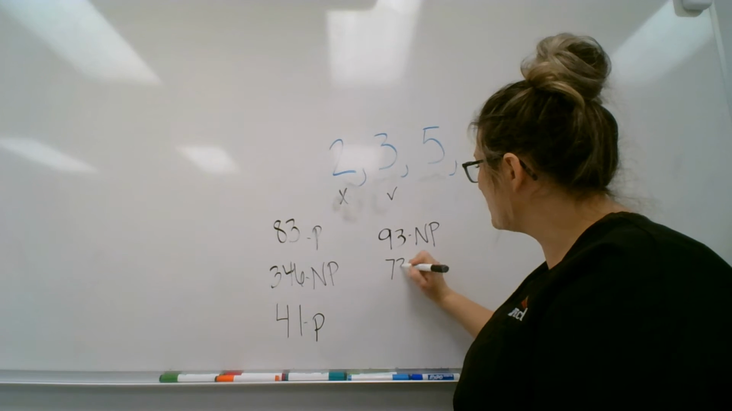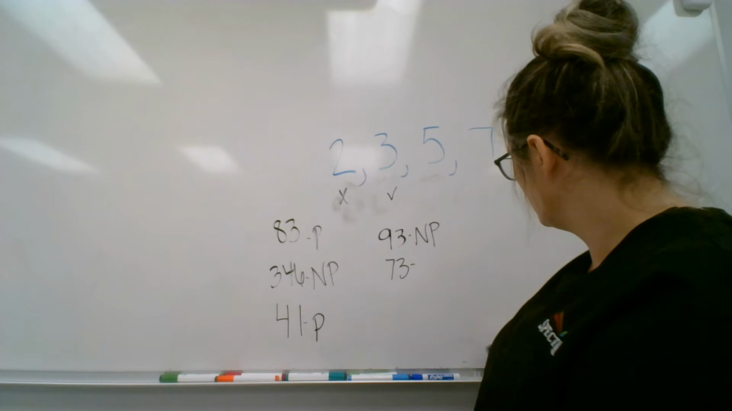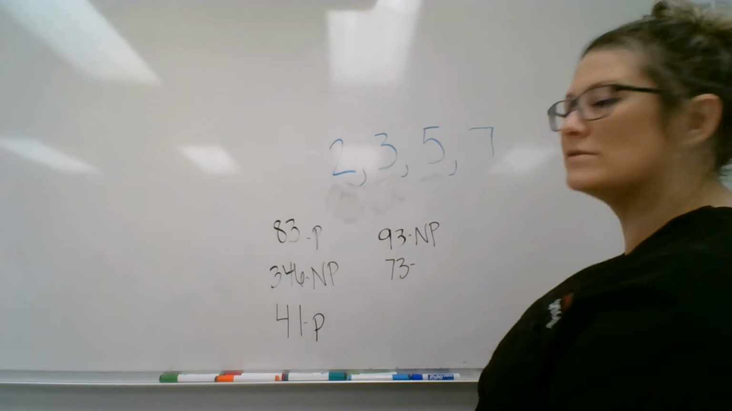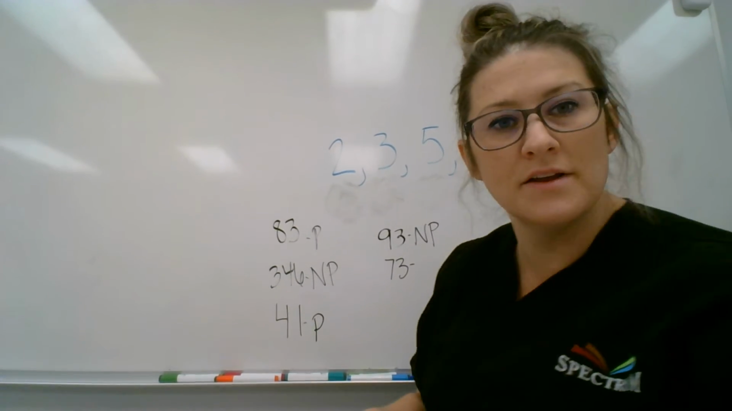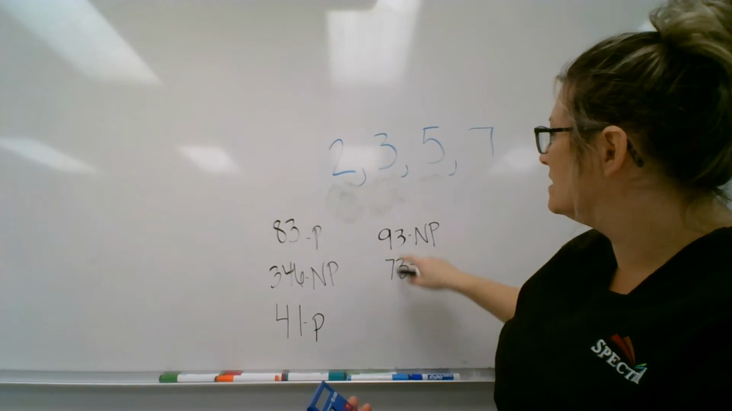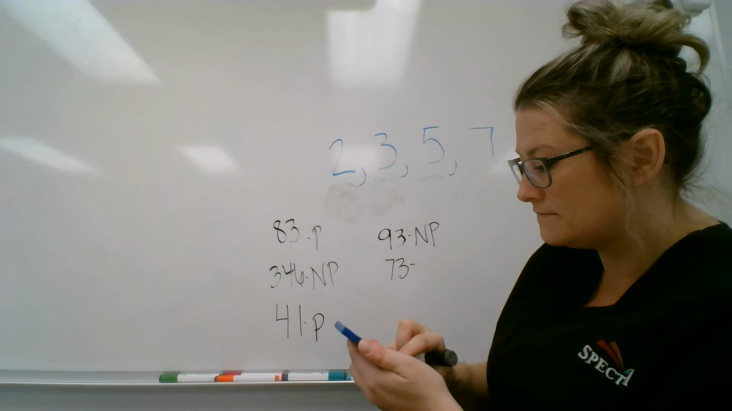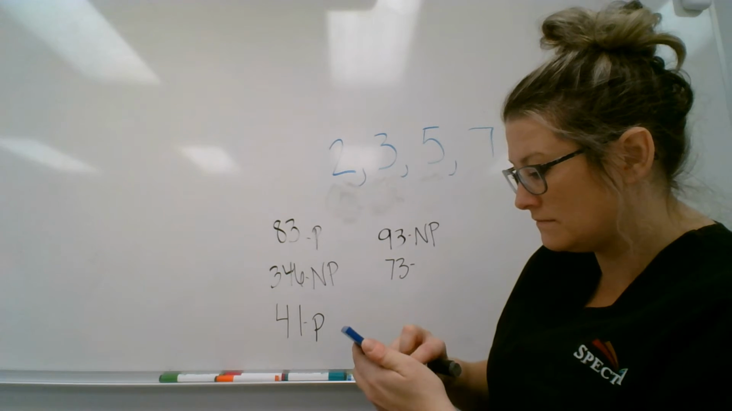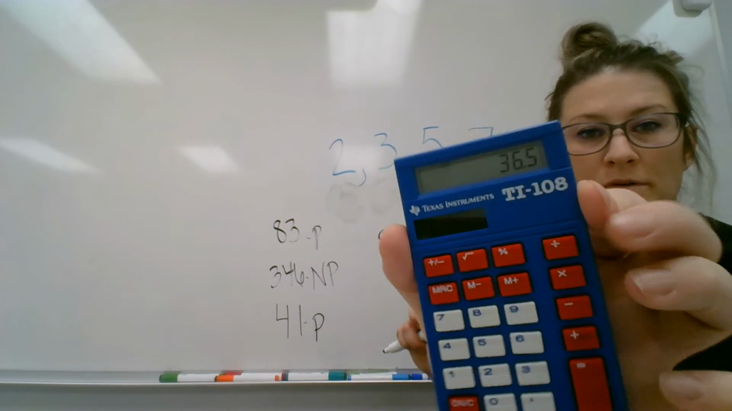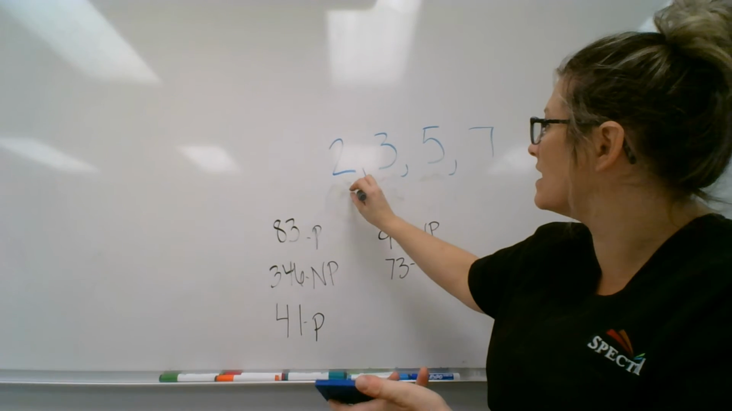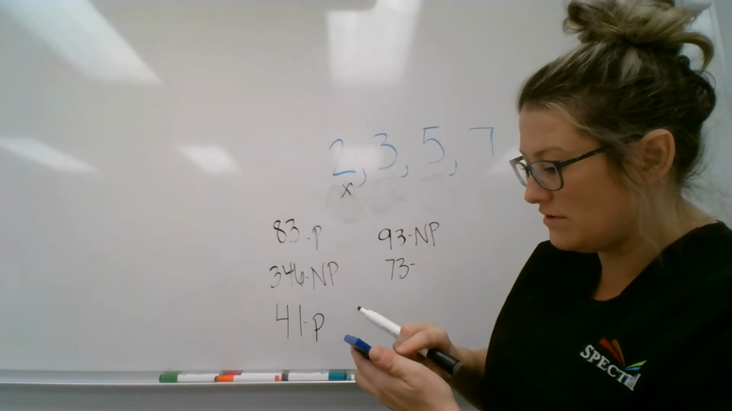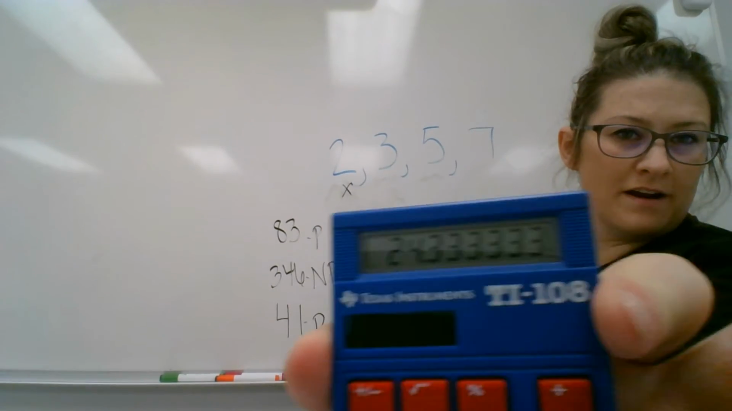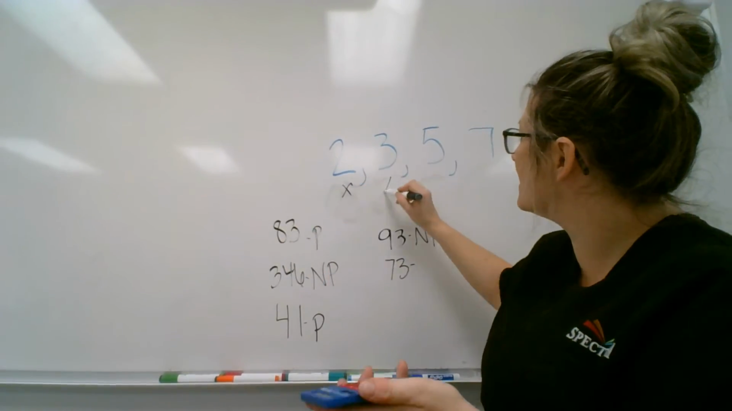Next number, 73. So you don't have to do every single number. If you find a number that goes into that number evenly, you can stop there and you know that it's not prime. All right, 73 divided by 2. 36.5, there's a decimal, so I'm going to give it an X. 73 divided by 3. There's a decimal there, so I'm going to give it an X.